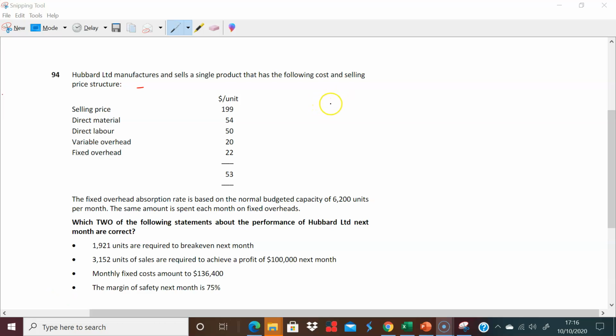Okay, right. So let's look at this. Let's look at what's going on. Let's calculate a few things first. Let's get contribution out of this first. So contribution here is 199 minus all of this, and you have contribution right at 75.